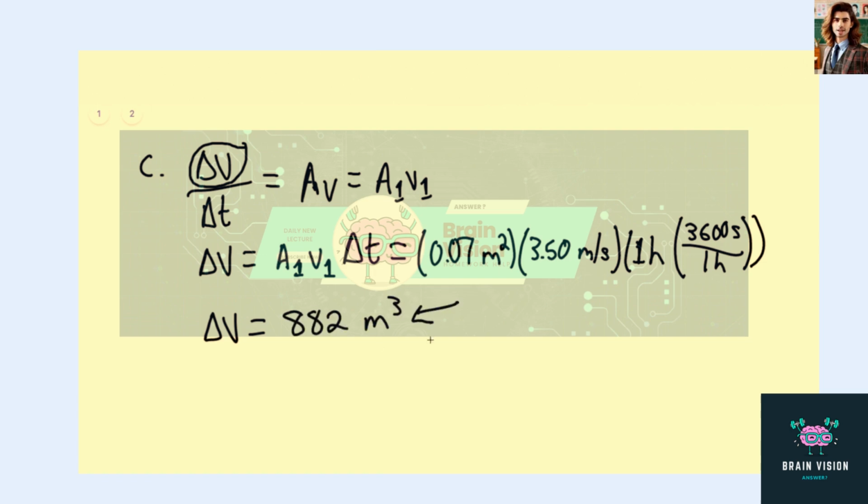So this would be the volume of water that flowed through the pipe after 1 hour. And this is the final answer for part C. And that's the end of the solution.